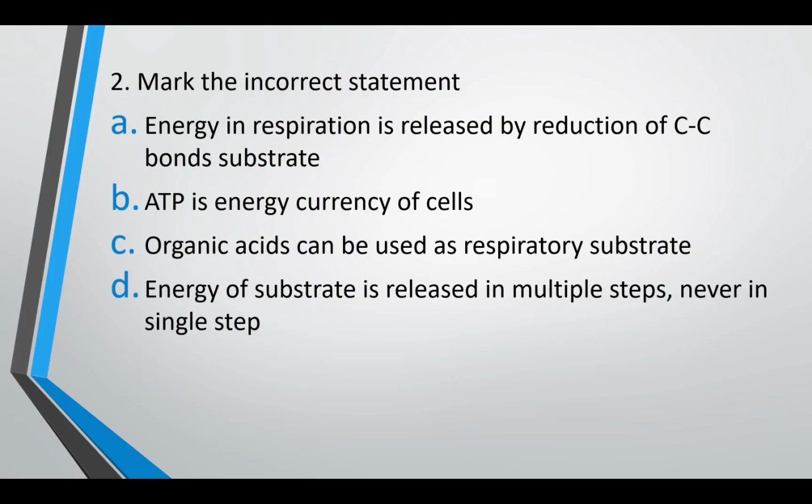Question 2. Mark the incorrect statement. Statement A. Energy in respiration is released by reduction of C-C bond of substrates. B. ATP is the energy currency of the cells. C. Organic acid can be used as respiratory substrates. Or statement D. Energy of substrate is released in multiple steps, never in single step. Mark the incorrect statement. Of these four statements, which one is incorrect? And the answer is statement A is incorrect. Energy in respiration is released by oxidation of C-C bond substrates and not by reduction.